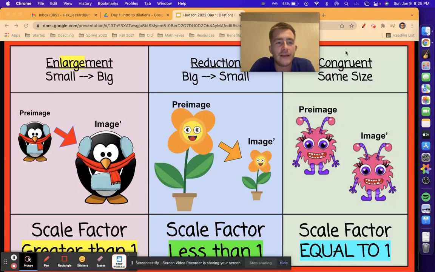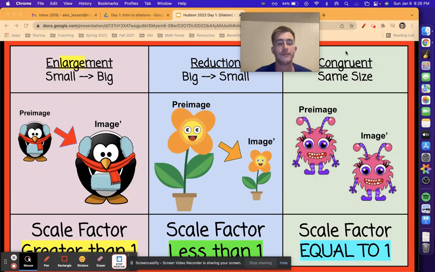Pre-image is the image that you start with. The image, notice how there's this little apostrophe after the E in image. That little apostrophe is your indicator that that is the image that you end with. Pre-image is what you start with. Image with the little apostrophe is the image that you end with. Now, this means that there's a scale factor greater than 1. Scale factor is what we refer to as the number that we are multiplying by.